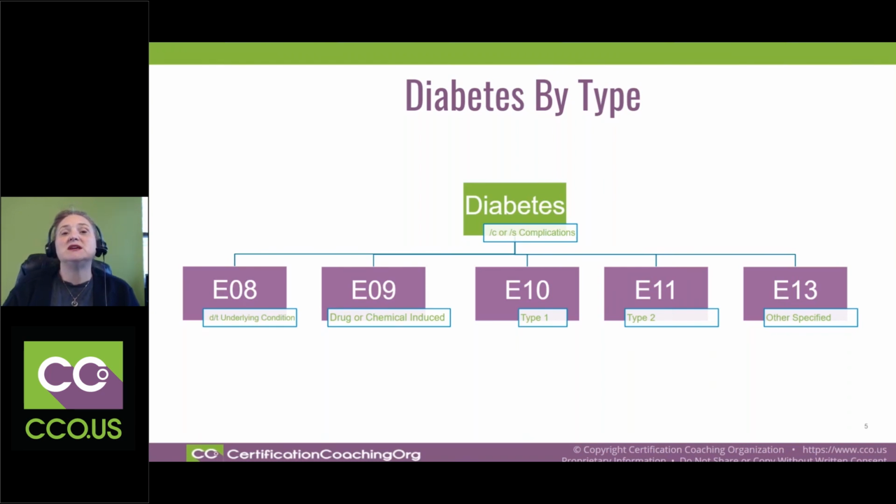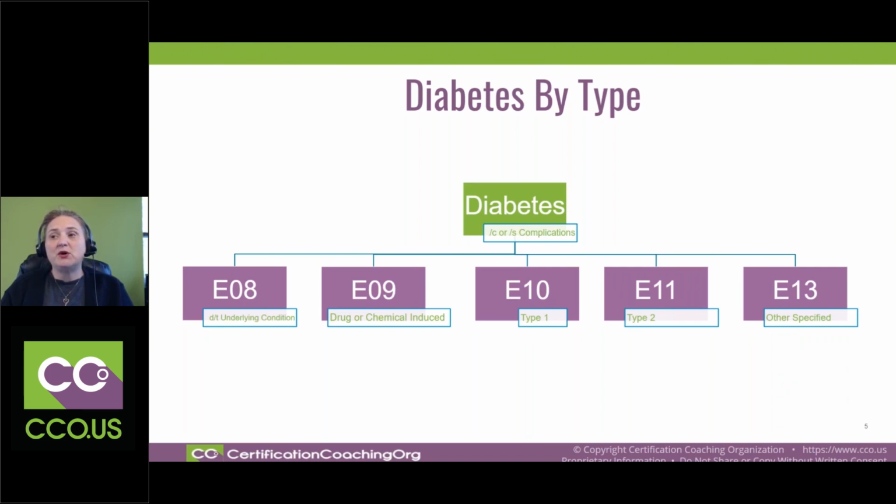So let's start with E08. That is the patient has developed diabetes due to an underlying condition. And then you have E09, which is the patient has diabetes due to a drug or chemically induced condition. So they've been given a medication that has turned the body into having diabetes. These are often temporary, E08, E09.